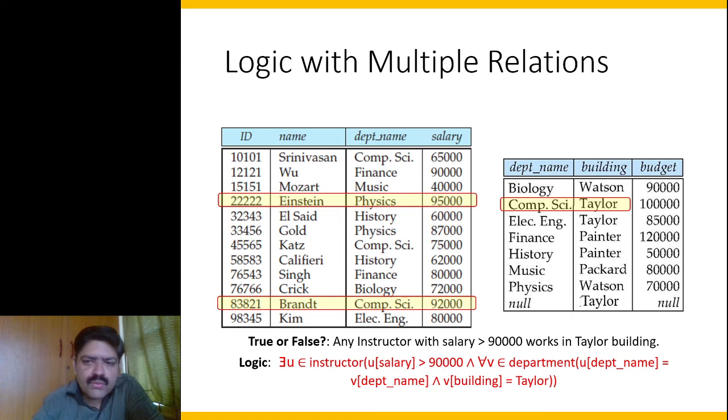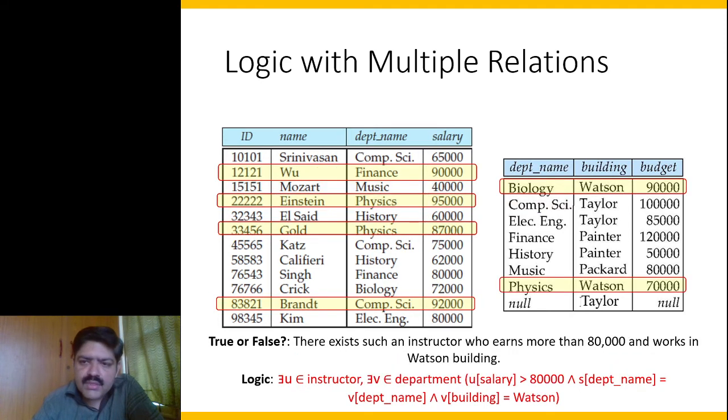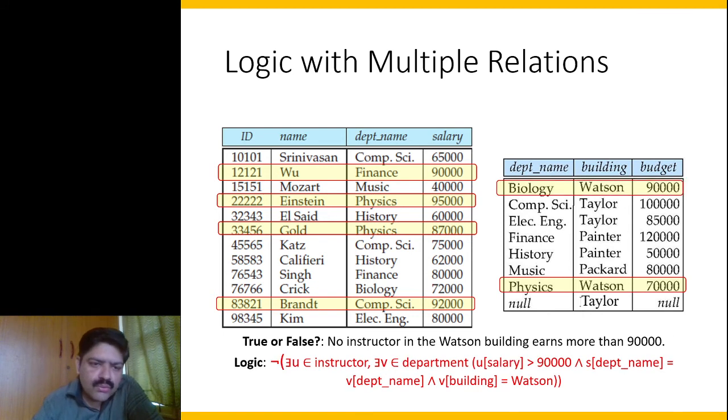So let's change it a little bit. What would you do to mention that no instructor in Watson building earns more than 90,000? So you can use a not operator here.